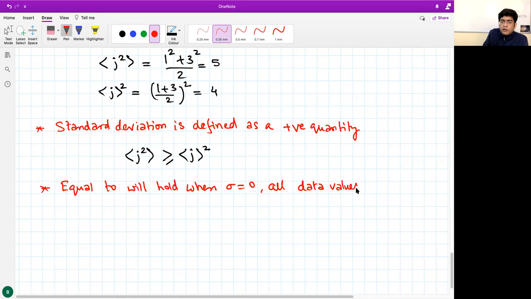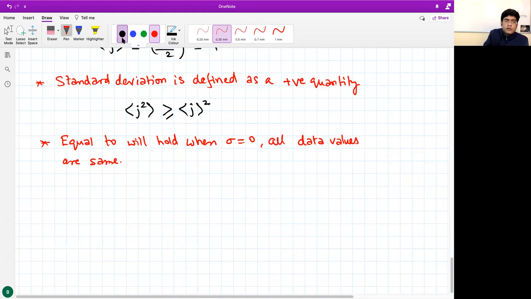That is how you interact with the topic. So this is when all data values are the same. Equality will only hold when sigma is equal to 0. Sigma is 0 means both quantities will be equal, and sigma 0 means all data values are the same, which is why we get 0. There won't be any spread; all data are the same, so mean, median, mode, everything will be the same.